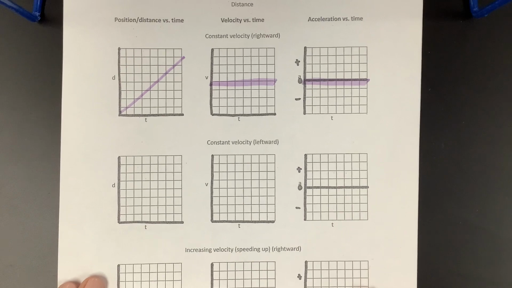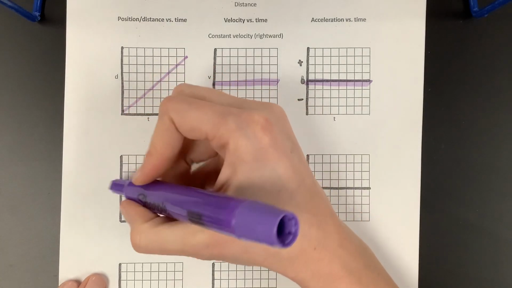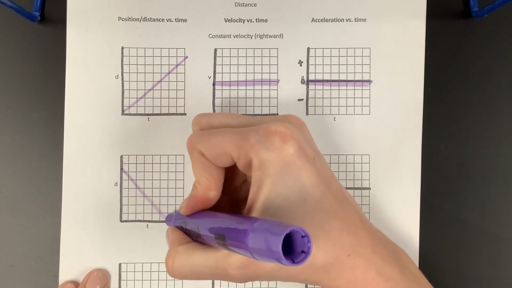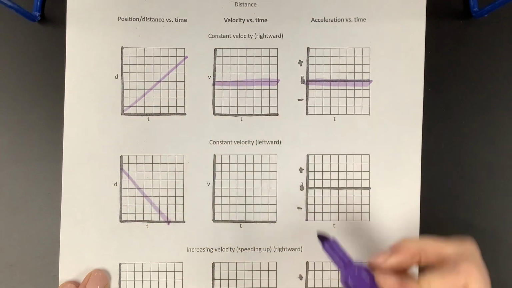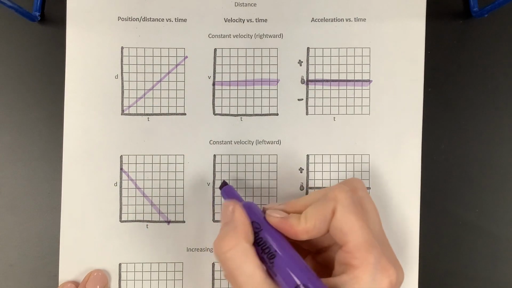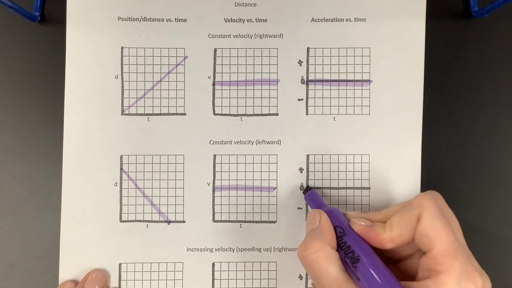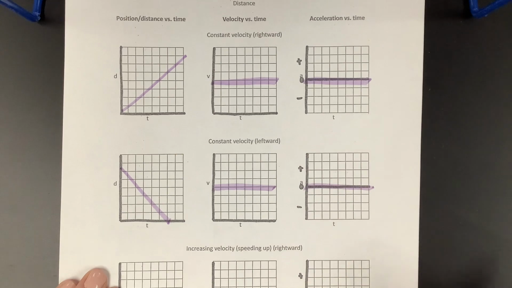If we have constant velocity in the opposite direction, we don't really use this situation a lot, but it's going to be the same except that we're moving in the opposite direction. Still constant velocity, so there's no acceleration. Acceleration is 0.